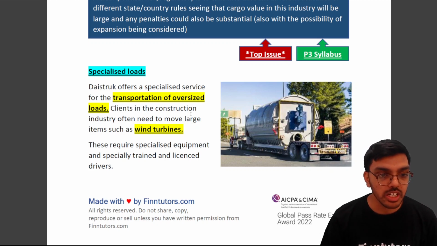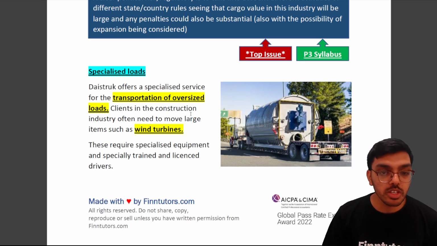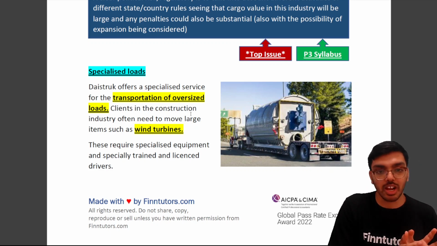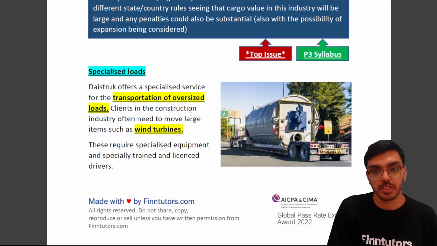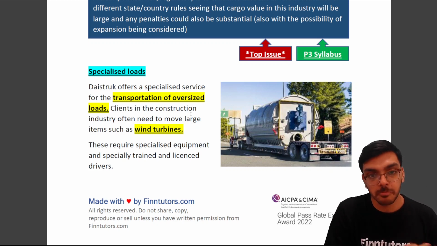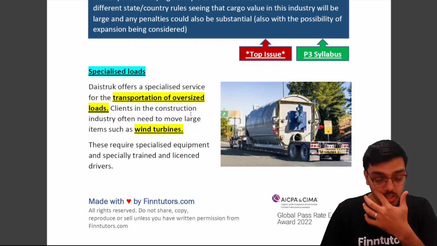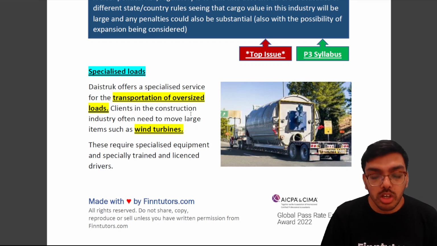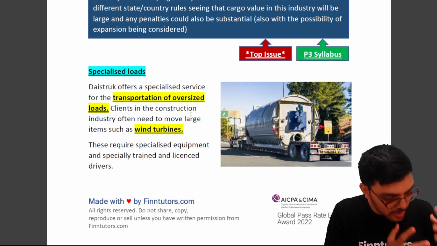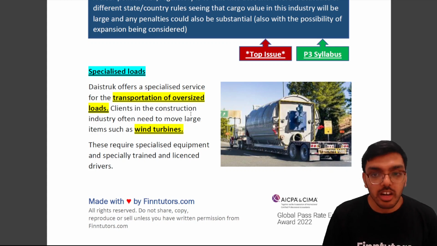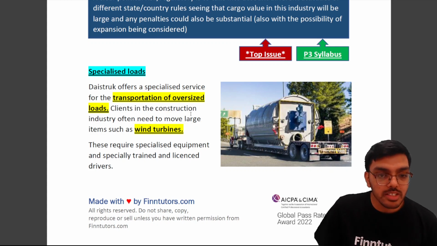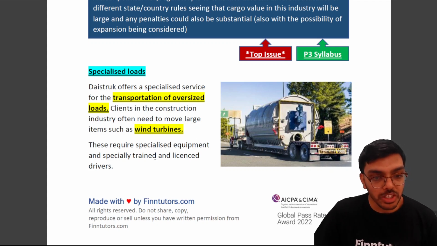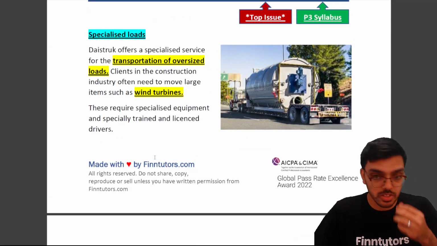Clients in the construction industry often use this to move large items such as wind turbines. Now, remember, we have started with the transport of construction services or construction goods material. So this is something that we have still stuck to, still giving importance to, and can be considered a good comparative advantage that we have stuck to our roots and obviously grown. These require stabilized equipment and specially trained and licensed drivers.